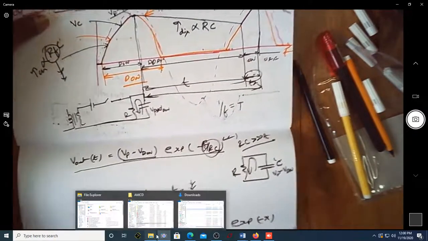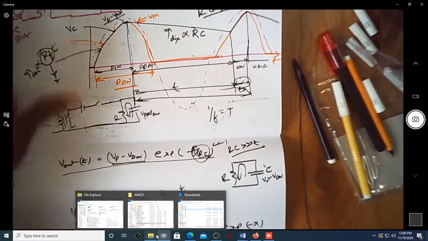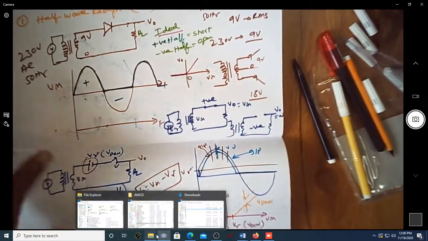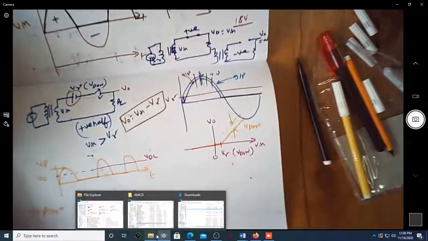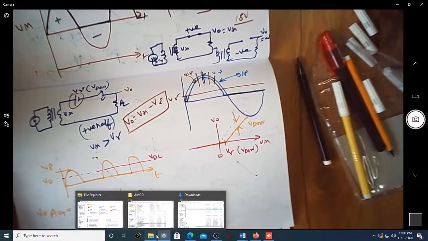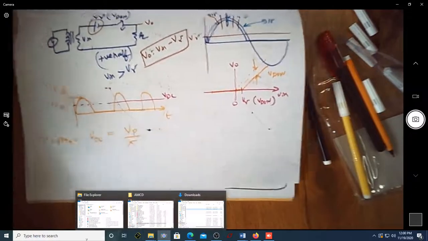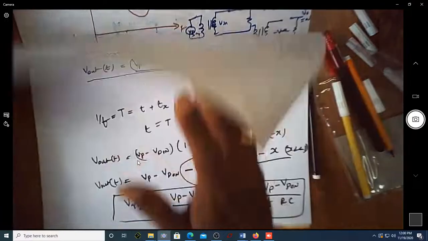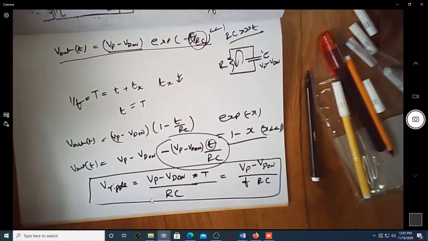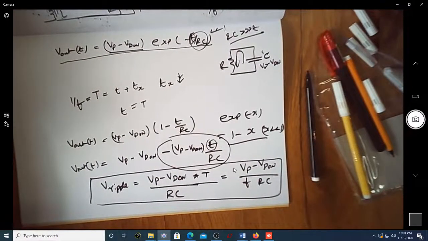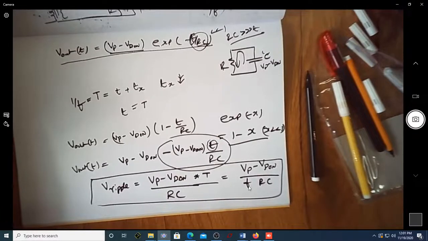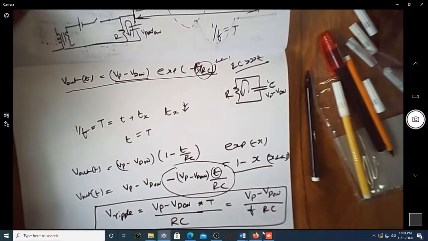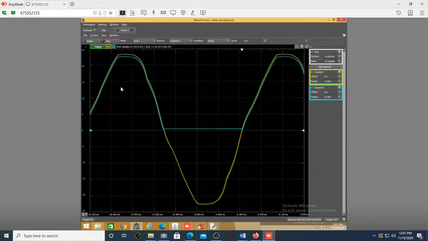So what is the average voltage? The average voltage was said to be Vm by pi, that is V peak by pi. We had the peak voltage here. You can see the average voltage VDC is V peak by pi, and we will also see the ripple voltage, Vp minus Vd on by FRC. F is the frequency, which is nothing but 1 over T, and then R into C. So we will just log into the remote lab.